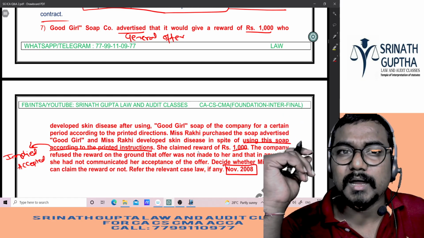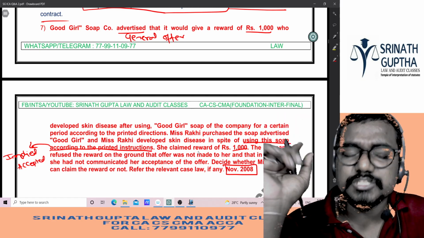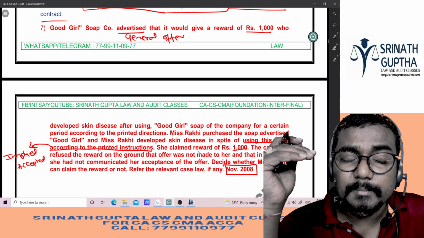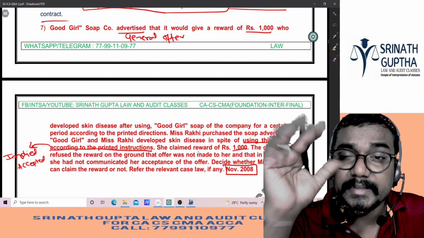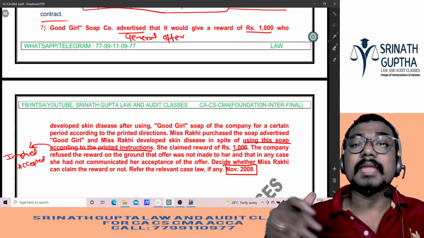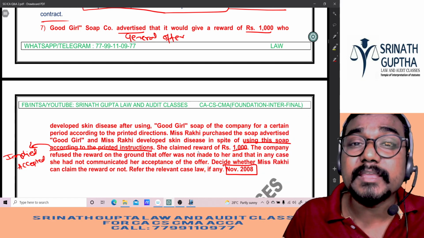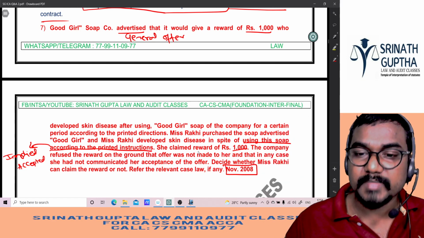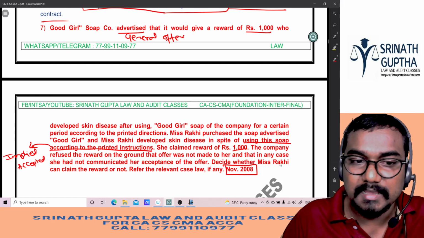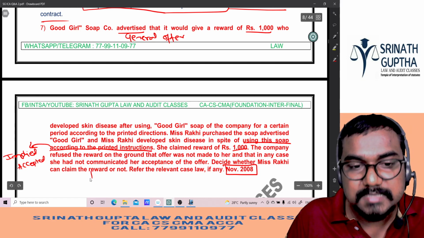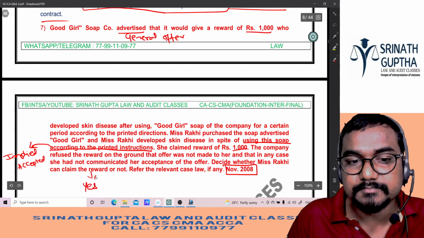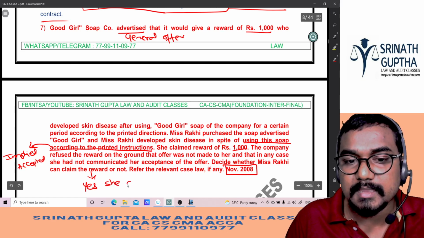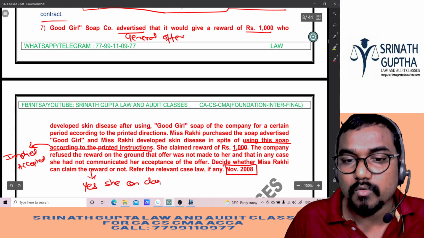But the court held that the advertisement is the general offer. Using the particular soap for the 5 days as per the instructions is the implied acceptance, which need not be communicated expressly. Decide whether Raki can claim the reward or not. Yes, she can claim the reward.